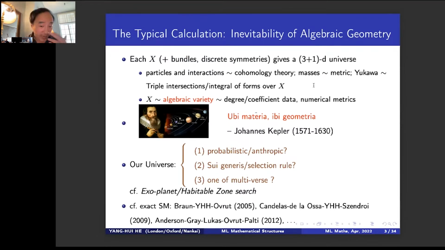So this is all very nice, and you can take various approaches to this. Maybe our universe is what it is because of a certain anthropic principle, or maybe there is a selection principle, coming from the space of geometries, for why our universe is very, very special. Or you can say, well, maybe we're just one part of a multiverse. And these are certain physics-motivated problems.